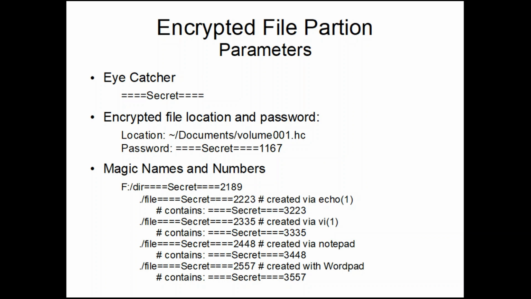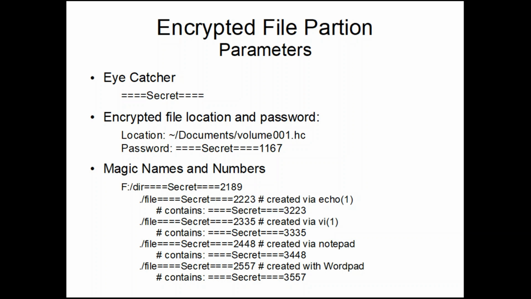The encrypted file is going to be created under Documents with the name of volume 001, and then the default extension for it is .hc. The password for this encrypted file is a secret, so for this demonstration it is going to start with the eye catcher, and then I've got a random 4-digit number.